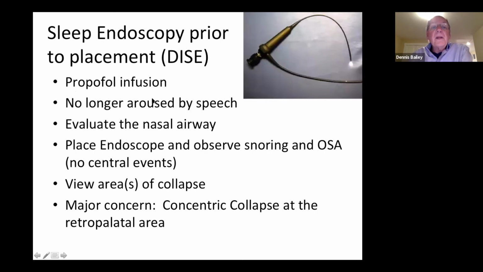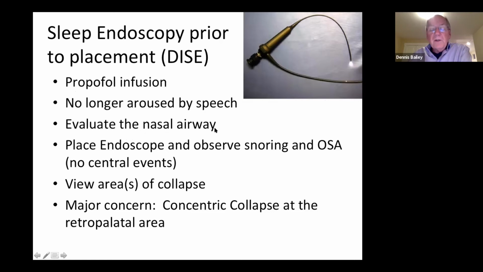And this is sleep endoscopy prior to placement, DISE, drug-induced sleep endoscopy using propofol. There are some other medications that are used, but this is the common one. The patient is sedated to the point that they're not able to be aroused by speech.